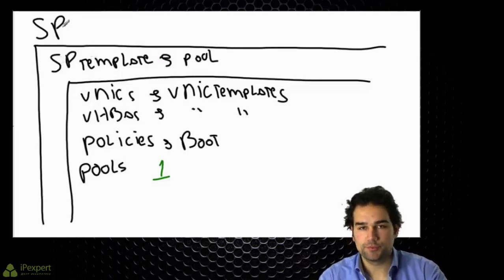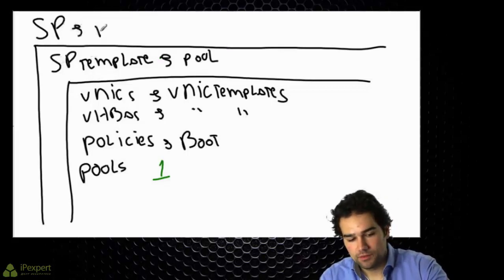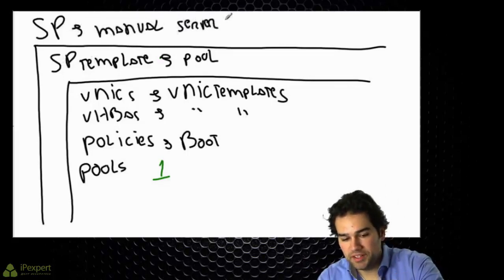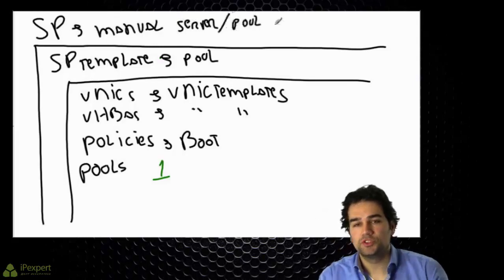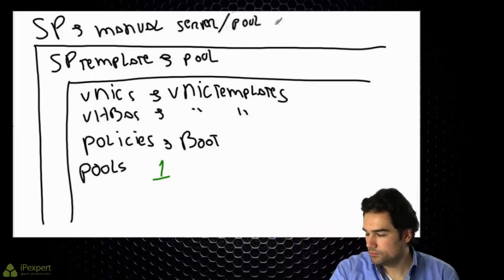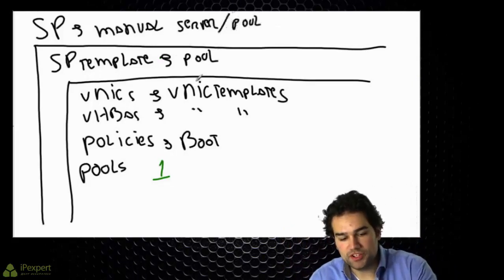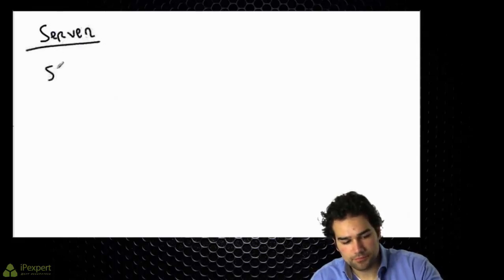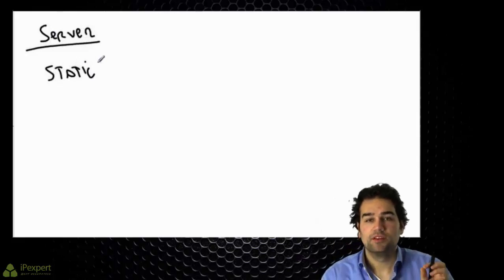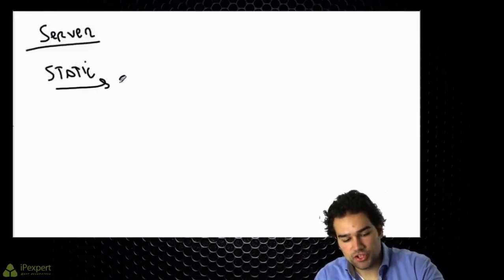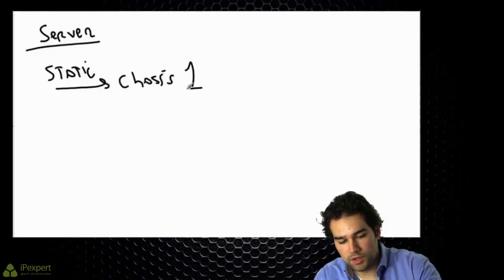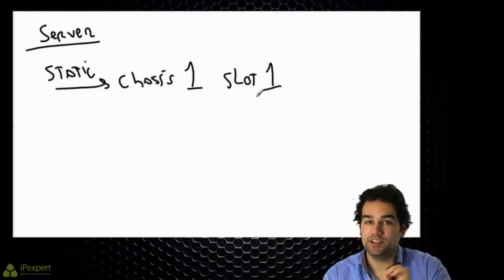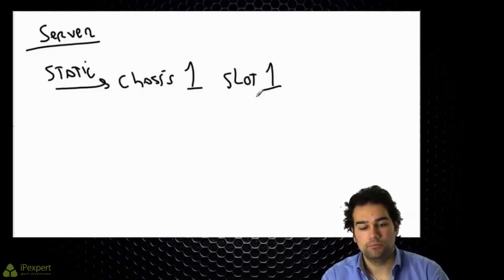Otherwise, when I create a service profile, I need to manually assign a server or a server pool. So manually assign a server or assign a pool, then it will take a server out of the pool and assign it to it. This server pool creation can be static or dynamic. So I can have just a static assignment saying chassis number 1, slot 1 is the one that's going to be inside the server pool. So just a static assignment, drag and drop servers into a pool.